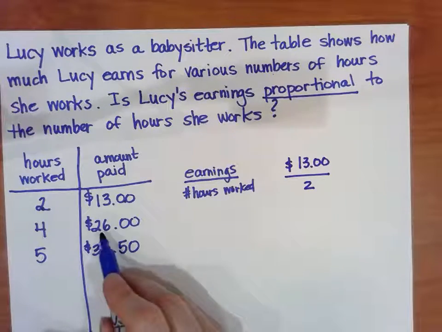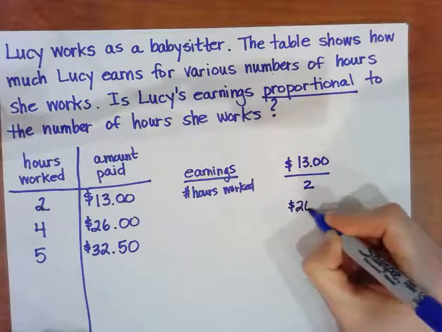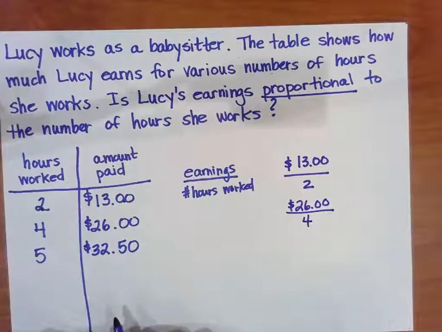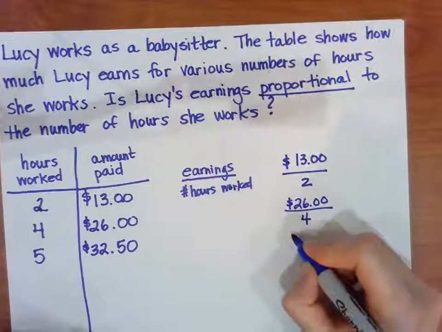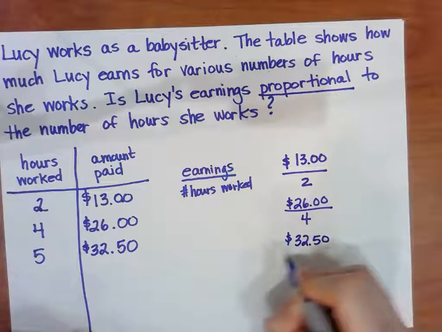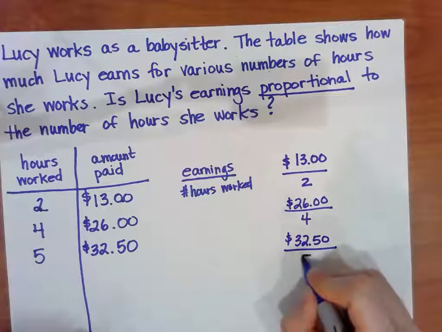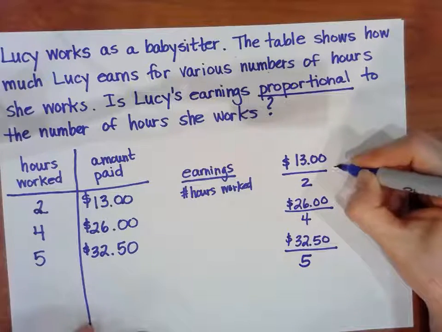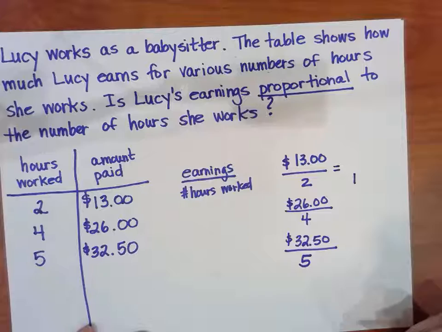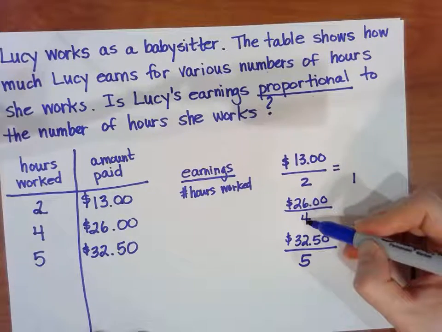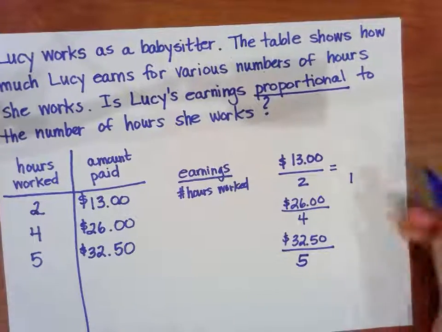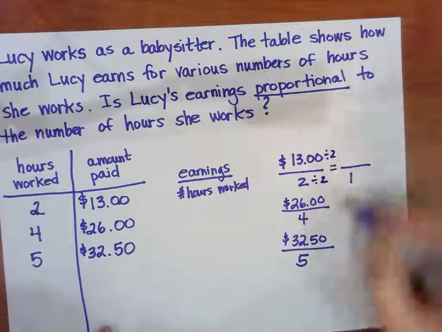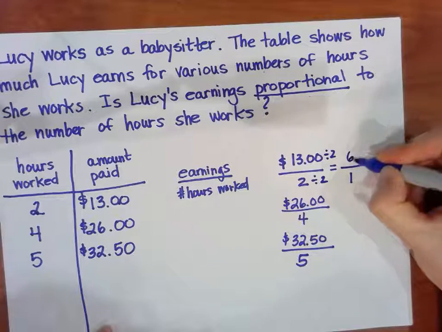In the next line, the earnings is $26 and the hours worked is 4. So we would look at that ratio. And finally, in the third line, we've got the earnings is $32.50 and the number of hours worked is 5. Okay. Now, do these all represent the same kind of ratio? Well, let's see what this one is equal to with a denominator of 1, so we can put all these denominators as 1 and see if they are actually the same ratio. So if we divide this by 2, we get 1. Divide this by 2, well, half of $13 is $6.50.